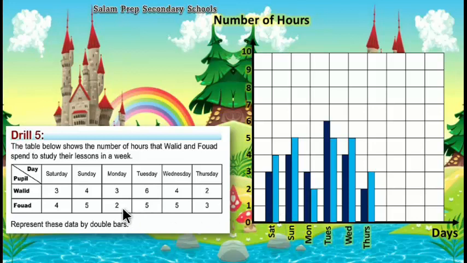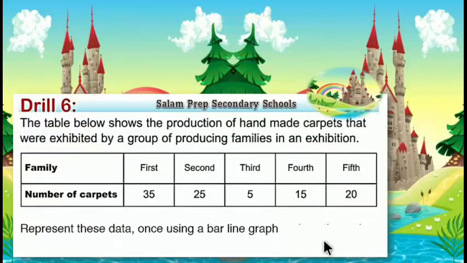The data shown on table represented by double bar. Please look with me. On Saturday, Walid 3, we will do bar go up 3. Fuad 4, go up until reach 4, okay? This is on Saturday. You can do the same steps for the remaining days. Let's solve drill 6 together.